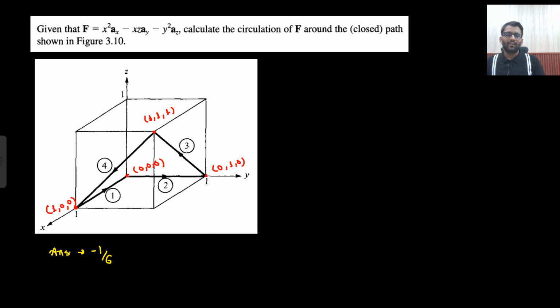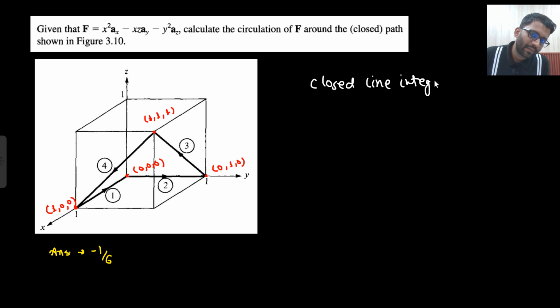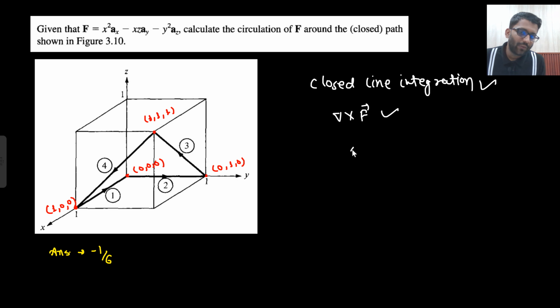Now let's solve this question. Is it framing a closed loop? Yes, a closed loop is there. That means a closed line integration is there. You can find out del cross F as well. But can you find out dS? It would be very tough.